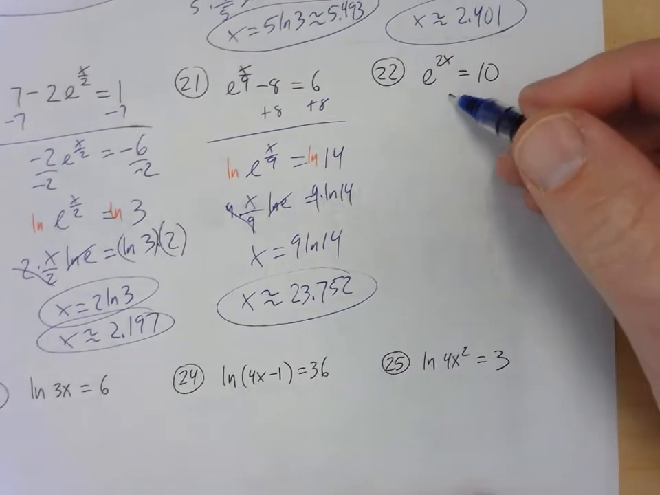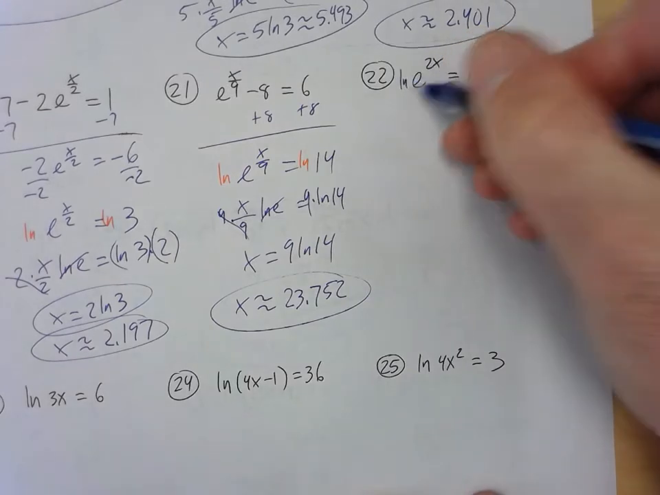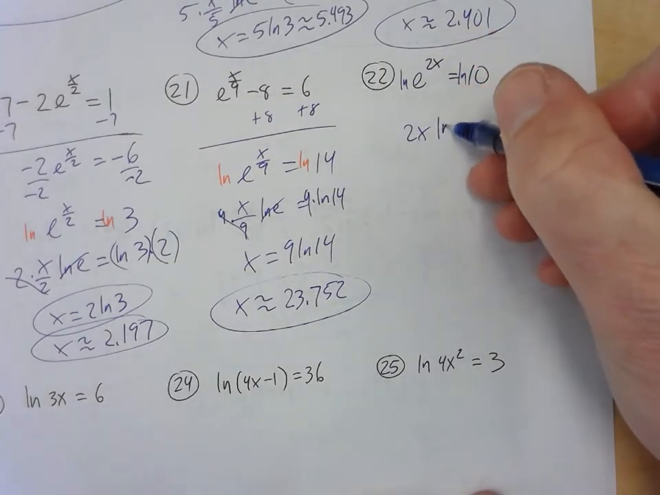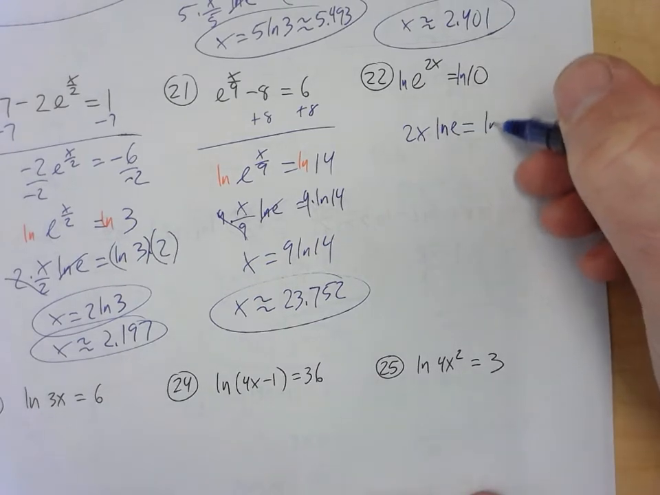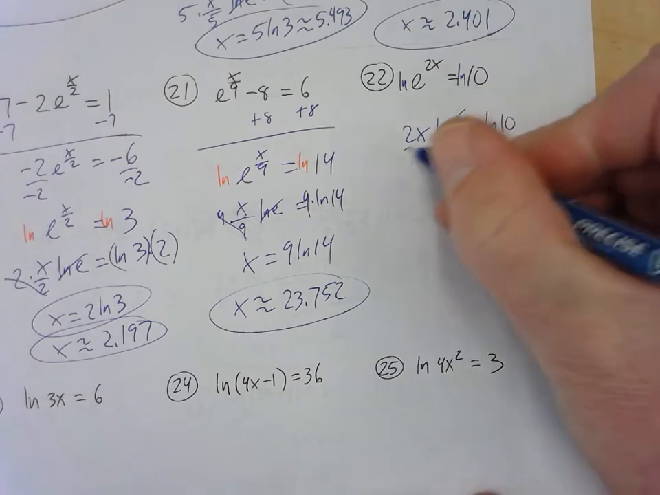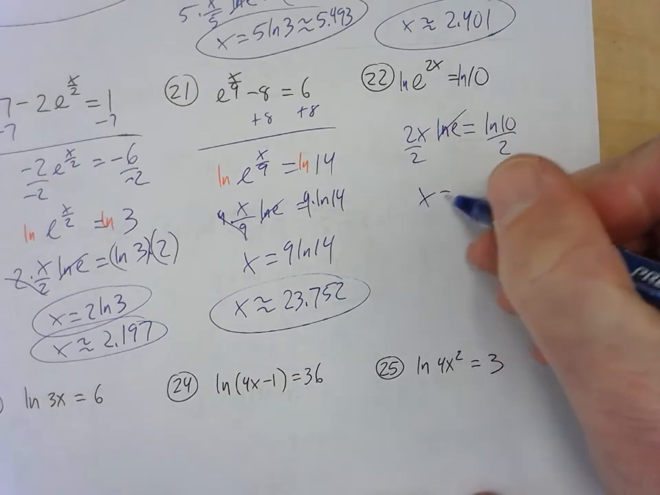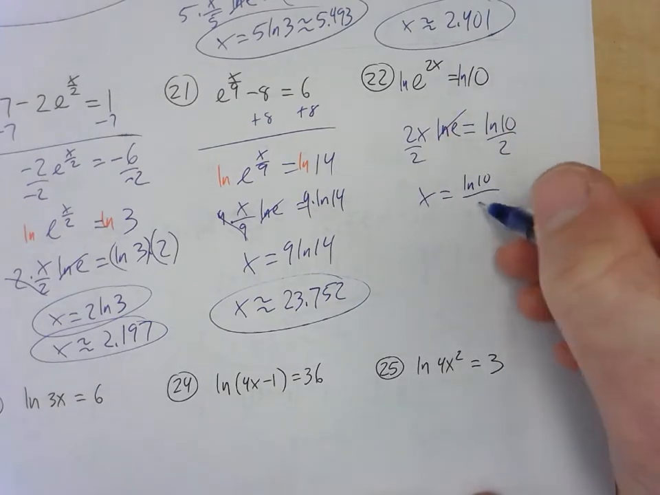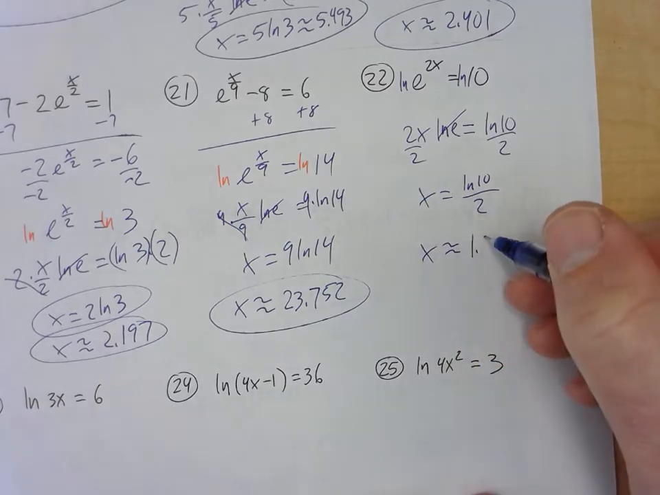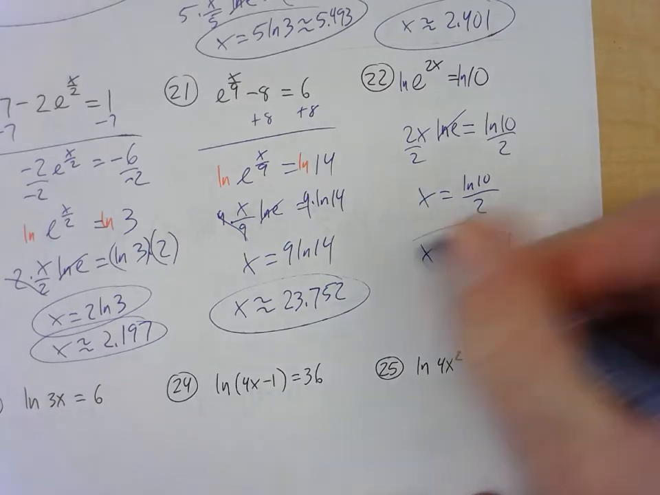This one's pretty straightforward, but I can't touch the 2 until I take the natural log of each side. So I get 2x natural log of e is equal to the natural log of 10. That goes away because the natural log of e is 1. Divide the 2 over, so x is equal to the natural log of 10 over 2. By typing that in the calculator, we get 1.151.